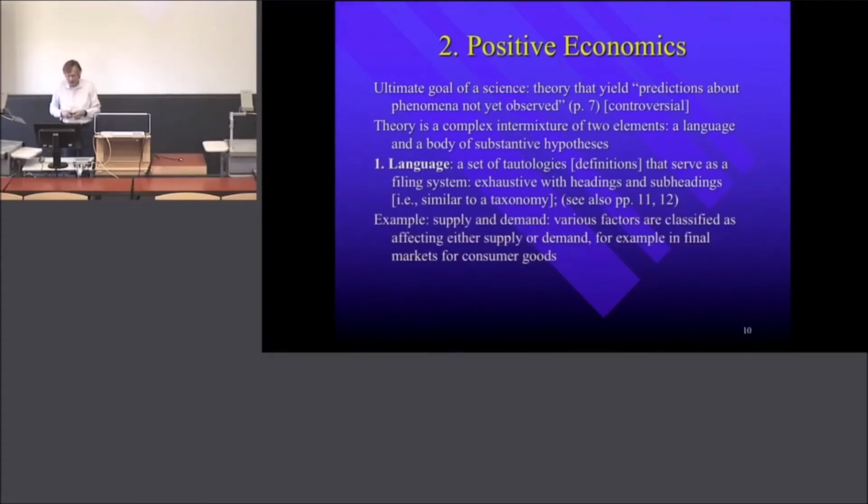Now, he gives an example. He speaks about supply and demand, and there are various factors then classified as affecting either supply or demand, for example, in final markets for consumer goods. So what he thinks here is, I think, that you say the existence of complements or the existence of substitutes, this is something that affects, of course, the demand side. And for the supply side, probably he would say something, I guess, like factors of production. Right, the availability, and so you classify according to this difference between supply and demand. You classify various factors as relevant, affecting either supply or demand.